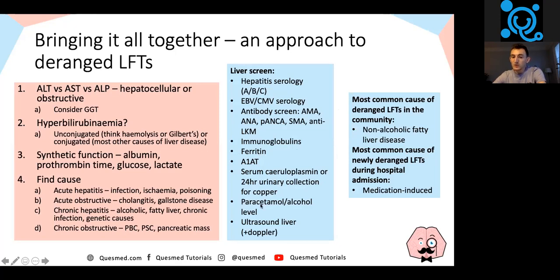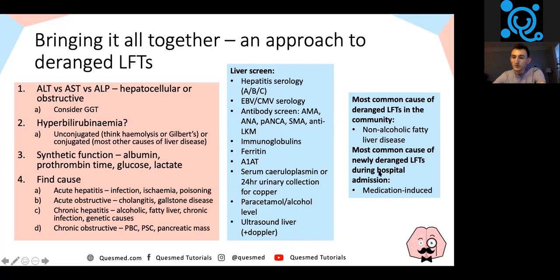And then we can also send a paracetamol and an alcohol level, especially for those patients presenting acutely with acute hepatitis. And as we mentioned toward the start of the lecture, a really easy non-invasive investigation is an ultrasound of the liver, which is what we often do first with patients with deranged LFTs. And you can also do a Doppler of the hepatic arteries and veins and the portal vein along with that to see if there's any thrombosis there.